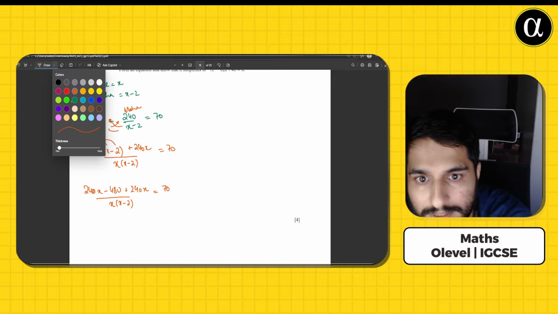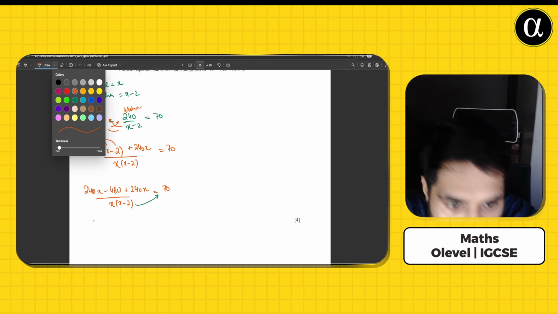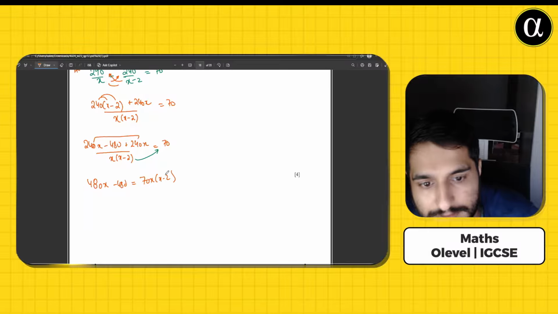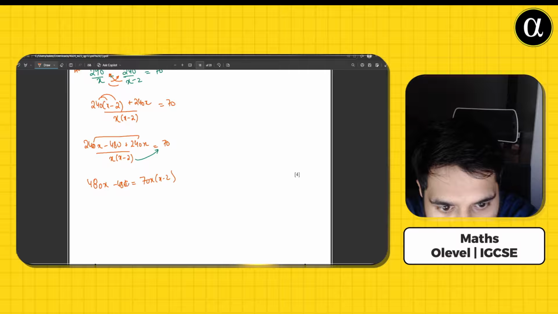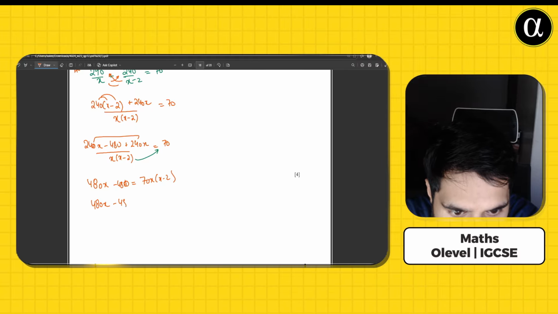So this denominator should be multiplied on the other side. So what is going to happen? 240x plus 240x should give us 480x, minus 480, and that should be equivalent to 70x times x minus 2. A further simplification: we move all the numbers to one side, but before that we open the bracket on the right hand side. So it's going to be 480x minus 480 is equal to 70x square minus 140x, and then we move the numbers to one side.